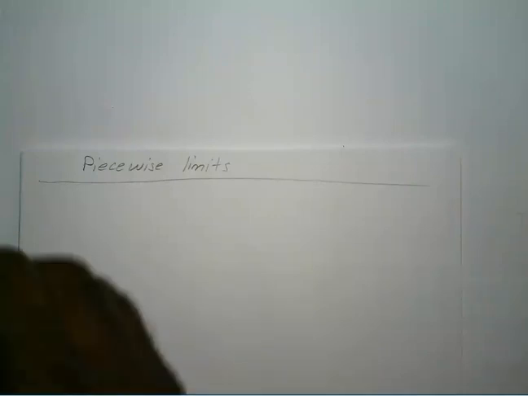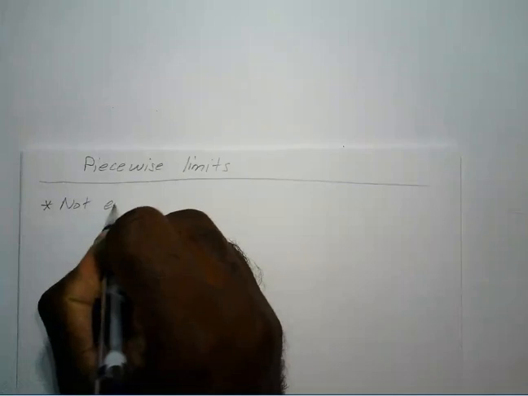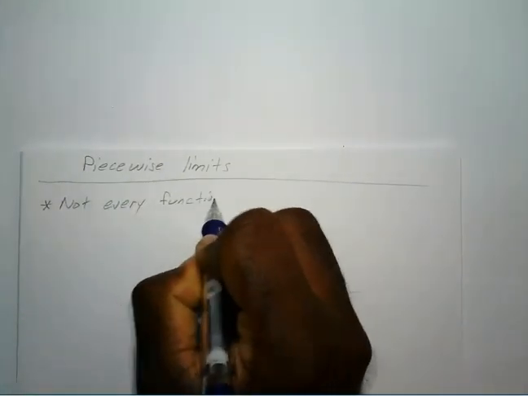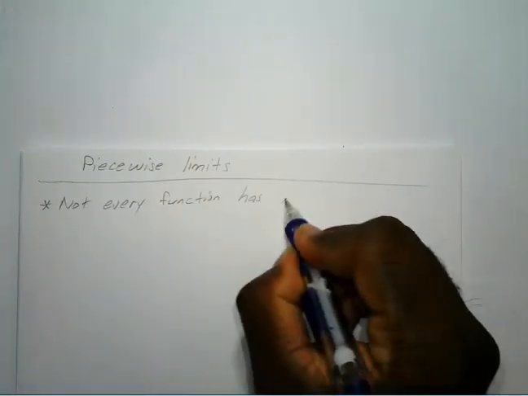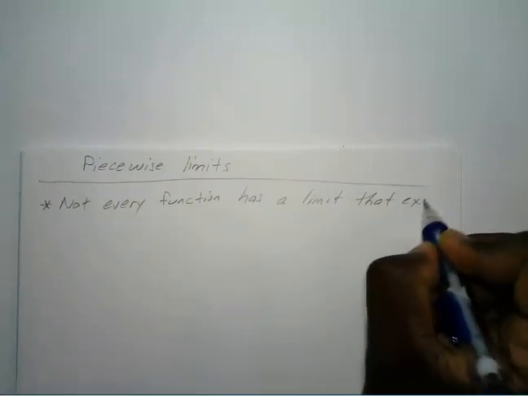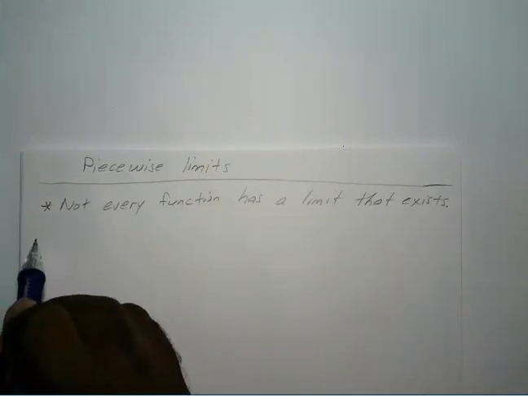Okay, now the one thing you have to remember is that not every function has a limit that exists. In other videos, you may see us just plug in the value and it gives us our limit, or we use the table and the table directs us towards the limit. We just have to remember that there won't always be a limit. Okay, how do we know that?